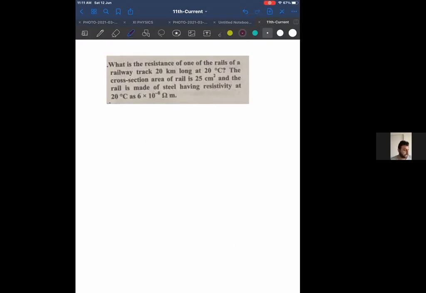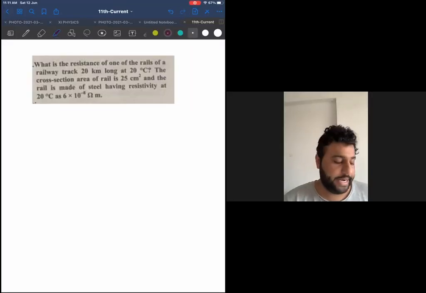We'll start with this question. What is the resistance of one of the rails of a railway track 20 kilometer long? Now, please look at the screen. What is the resistance means they are asking us what is the value of capital R itself. And the railway track is 20 kilometers long, which means L is equal to 20 kilometer.